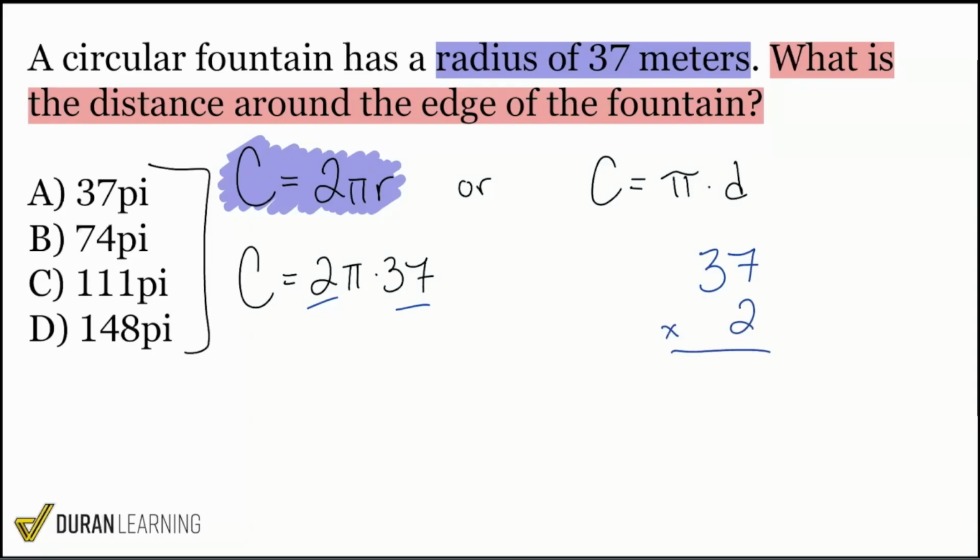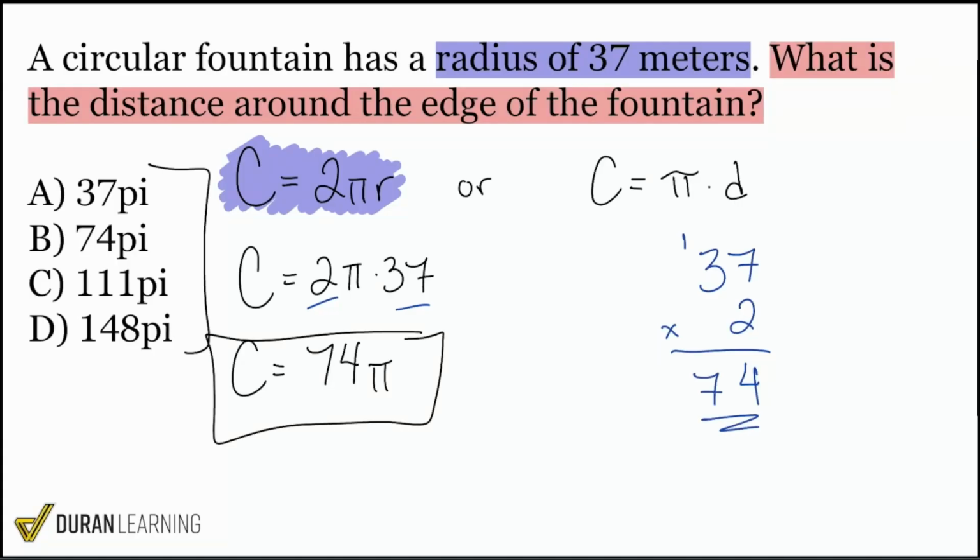37 times 2. That's 7 times 2, which is 14. Carry the 1. Then 3 times 2 is 6. Carry the 1 is 7. 74 is what we have. So that will make our final answer 74 pi. And there we go. There's the final answer. Booyah.